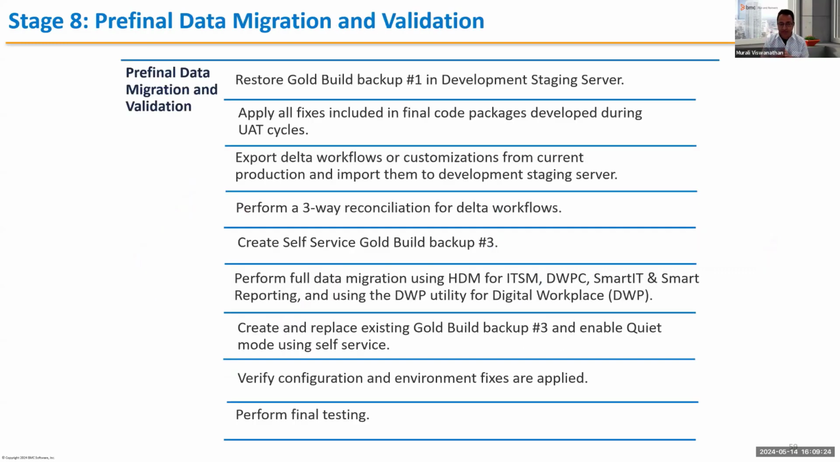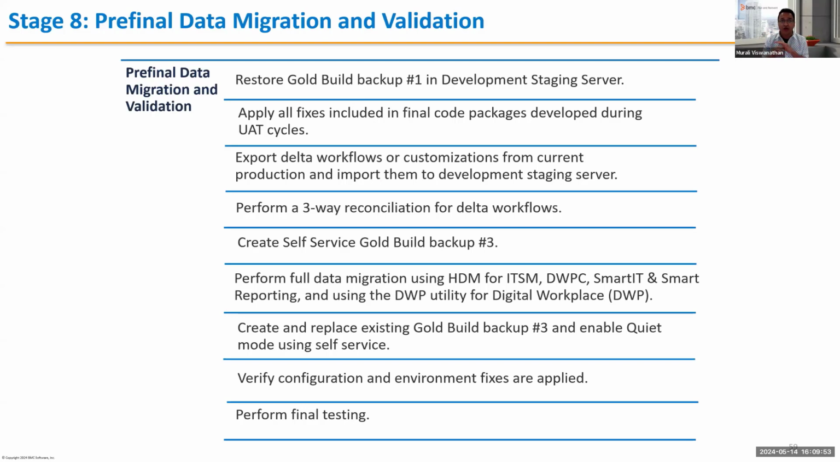So these are the high-level steps you will do. You restore your Golden Backup 1 in a developer staging server. Again, apply all the fixes. Now you can apply all the packages you have, because it is not that by going to Golden Backup 1 you're losing everything. Some folks get that wrong feeling. No, just because you're going to backup 1, you're not losing anything, because that's where these packages come in handy. These packages have your fixes from your UAT cycles. So go back to Golden Backup 1 and apply all the fixes.